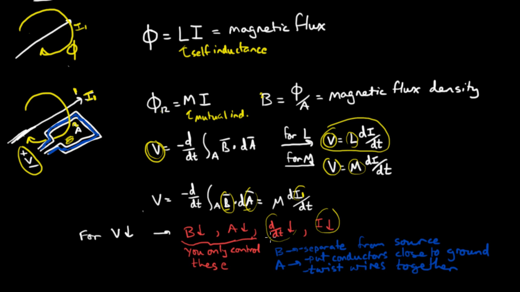In practice, you really don't have any control over this or this because you may not know where they're coming from. You may not know what they are. The only things you can have control over are the magnetic flux density and the area. And there are only a few things you can do to decrease these quantities. For the magnetic flux density, you can separate these two circuits. So separate circuit 2 from circuit 1, put circuit 2 way over here, way away from another circuit that you suspect may be noisy.